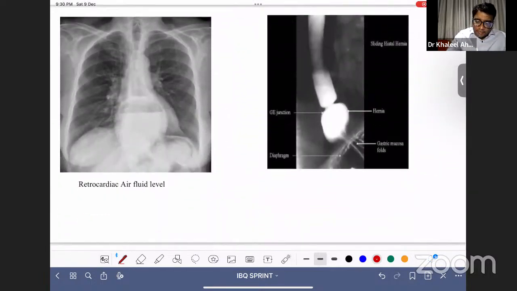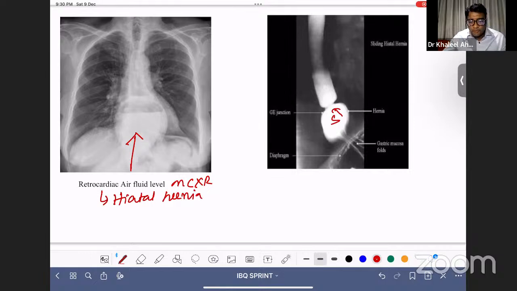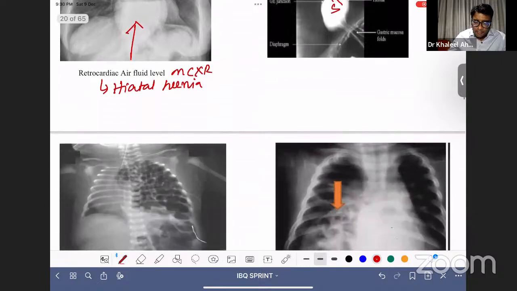Where do you see such a retrocardiac air fluid level? In which condition do you see such a retrocardiac air fluid level? This retrocardiac air fluid level on chest X-ray is a feature of hiatal hernia. When the stomach herniates through the hiatus, you get this retrocardiac air fluid level on the chest X-ray. So that is how you have your hiatal hernia, or a sliding hernia. Both images are the same.